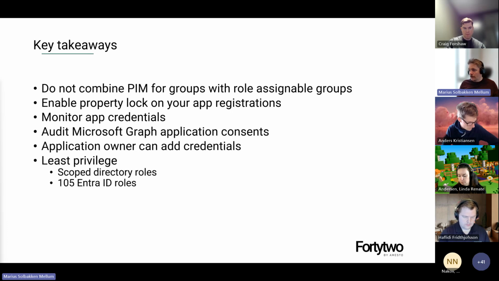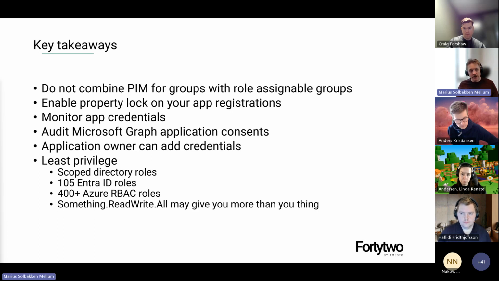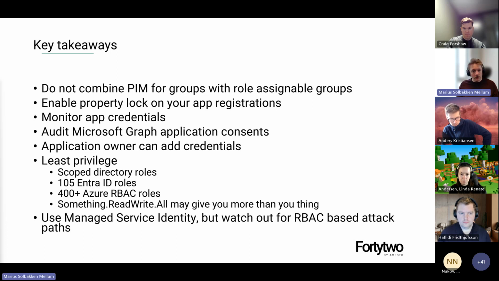Scope your directory roles. There's currently 105 Entra ID roles, so this slide is a month old, so it's probably more now. And you also have 400 plus Azure RBAC roles and the possibility to build your own roles. So yeah, something read write all may give you more than you think. And absolutely use managed service identities. They are amazing, but just watch out for RBAC-based attack paths. Yeah, so that was really it.